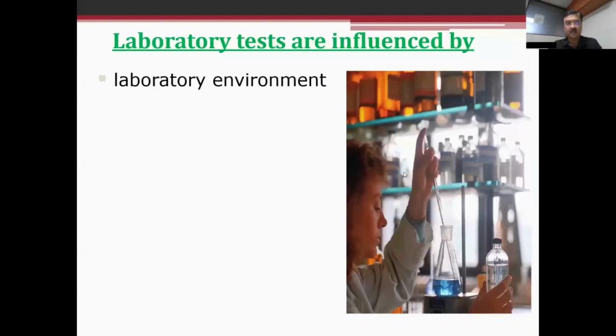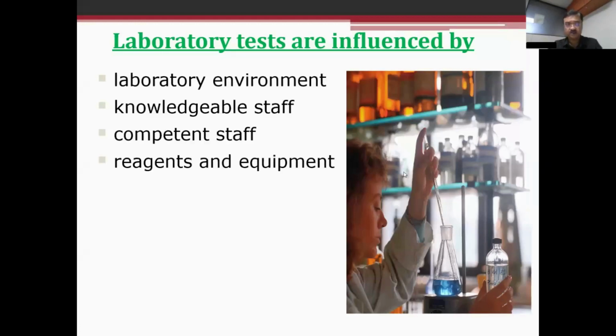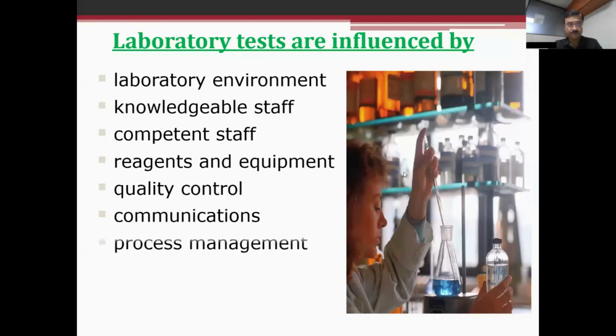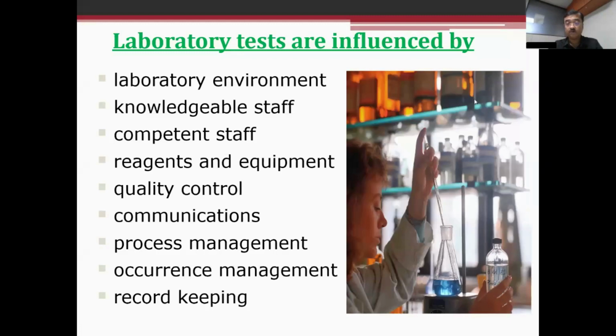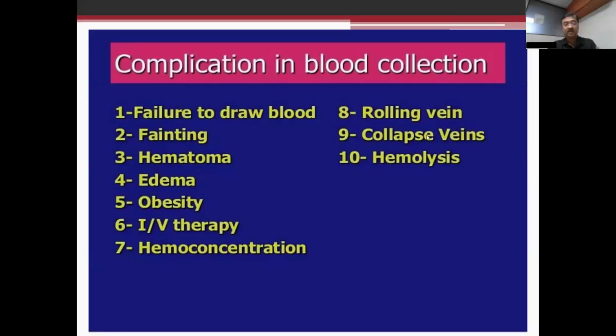Laboratory tests are influenced by many things: lab environment, knowledgeable and competent staff, good reagents and equipment, very stringent quality control, and very good communication between clinicians and lab persons and everybody. Process management has to be perfect and streamlined. Lean management and occurrence management have to be good. Moreover, most important, keeping records is very important. Record keeping can help the performance and quality of a laboratory improve very fast.